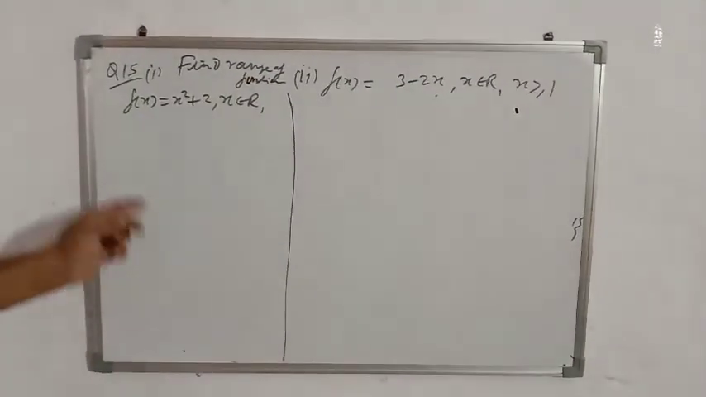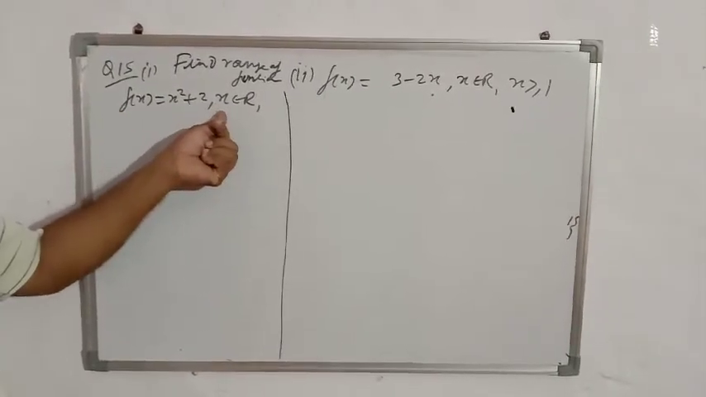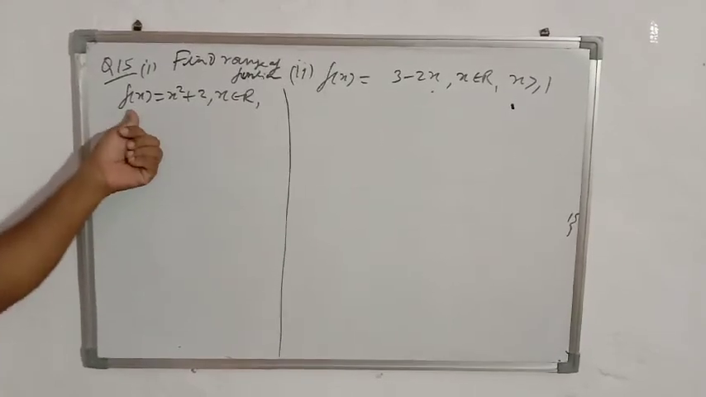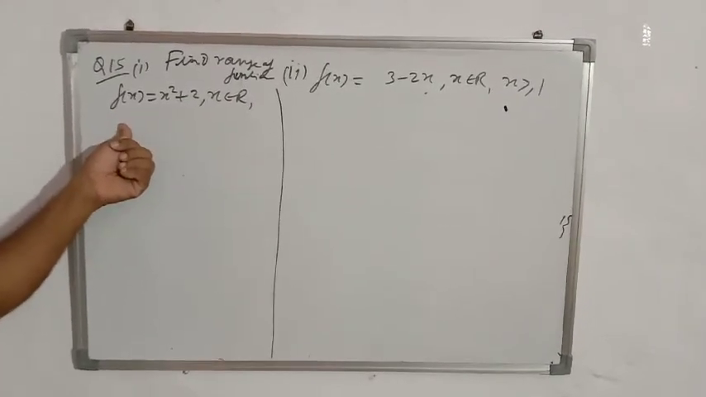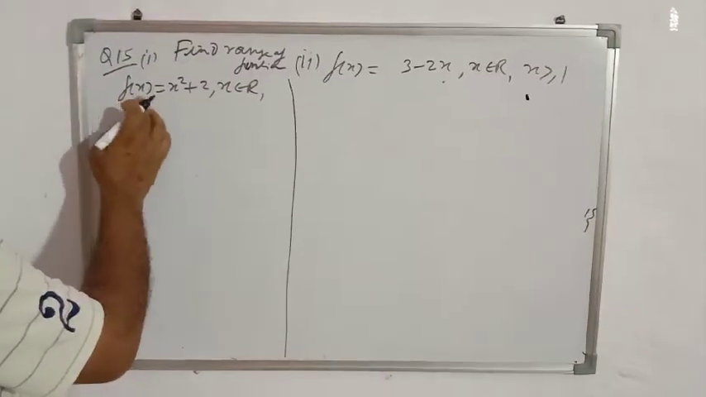So how will we find the range? Range means f(x). X is the domain. X belongs to R, means the domain is the whole real numbers. And the collection of f(x) is the range. So what will be the possible values of f(x)?